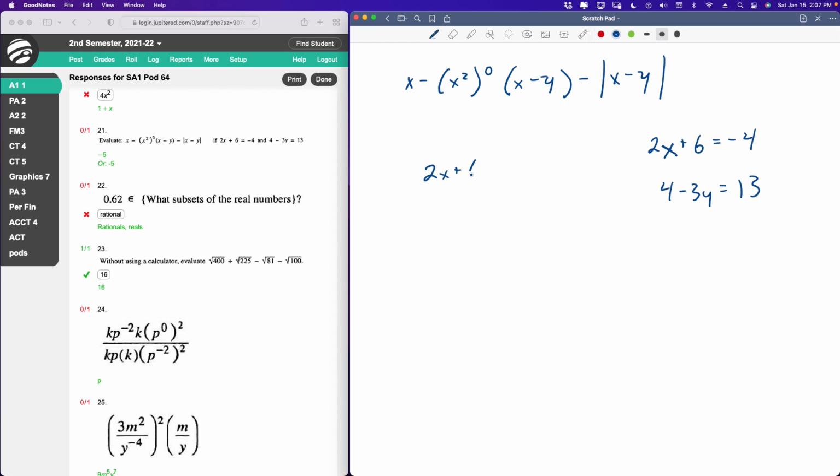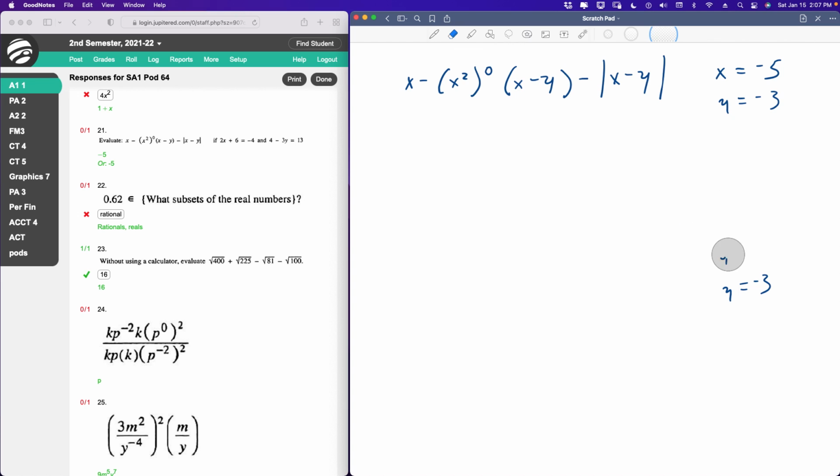2x plus 6 equals negative 4. Okay, subtract 6 from both sides. 2x is equal to negative 10. So that means x is equal to negative 5. All right, now we have that. X is equal to negative 5. So we can get rid of this and this. Now let's do the y. Subtract 4 from both sides. Negative 3y is equal to 9. So y is equal to negative 3. All right. So now we have our y value, negative 3. So we can get rid of this now that we know what all that is. Now we can drop our buckets in, right? Now let's look at this right here.